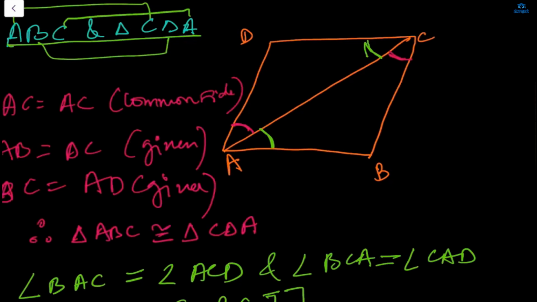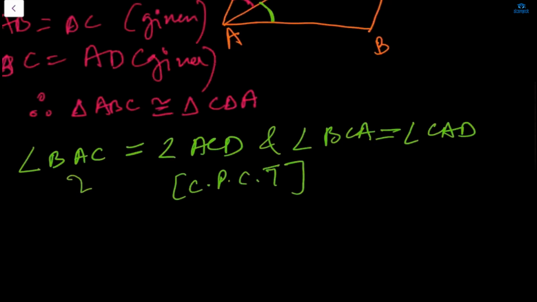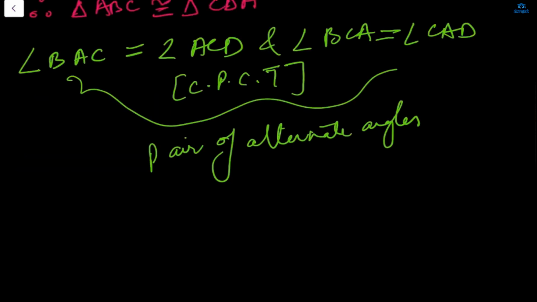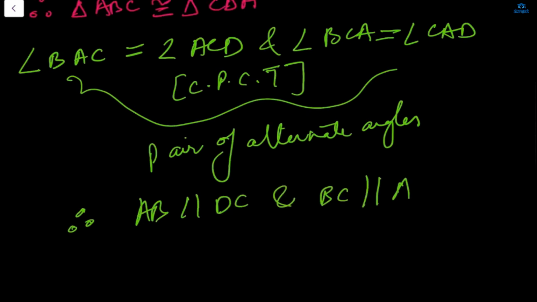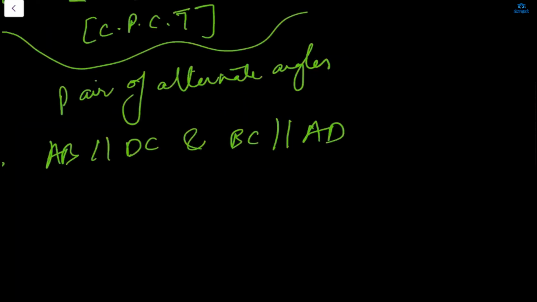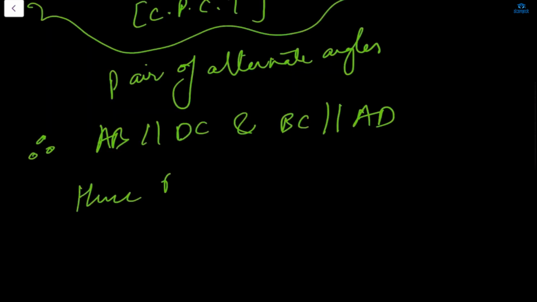But these are what? These are pairs of alternate angles. Therefore, when alternate angles are equal, AB is parallel to DC and BC is parallel to AD. For one pair, BAC is equal to DCA, so AB is parallel to DC, and for the other angle, DAC is equal to BCA, so AD is parallel to BC. Hence ABCD is a parallelogram.